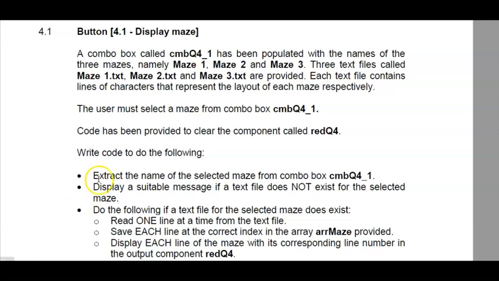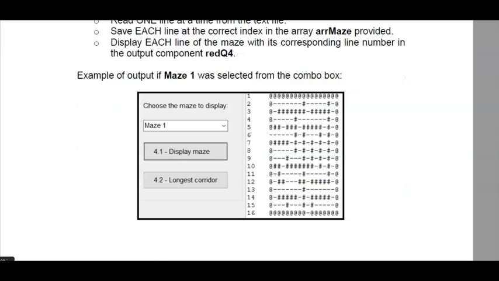So the question is asking us to get the name of this maze. There were these text files from the combo box, and the user is going to select which maze they would like to view. So we had to here display a message if the file does not exist, and then we had to read this text file one line at a time into an array, and also then display this maze with the corresponding line number, so that will match the index of your array. Here is an example of output when maze 1 was selected. This was in your text file, and this would now be your index.